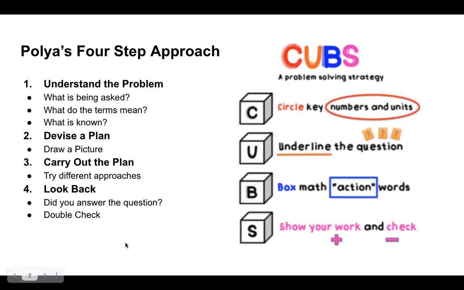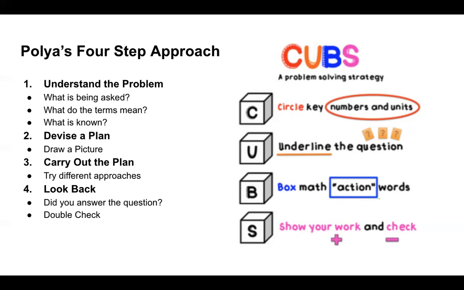The CUBS math strategy is an acronym which I use in my first grade classroom. My first grade students have memorized and applied this acronym to solve story problems. It has given my students the freedom to construct their own mathematical understanding and has helped me support and extend their thinking. This slide illustrates how CUBS aligns with Polya's four-step approach.